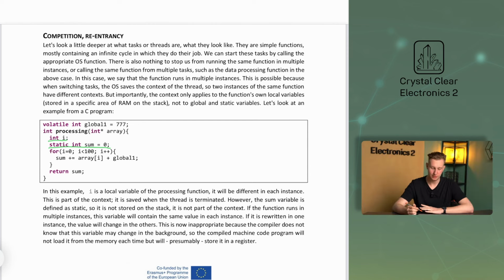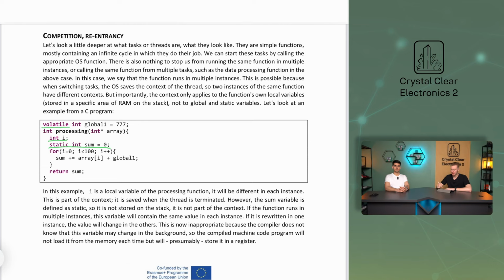This becomes problematic because the compiler doesn't know that this variable may be modified in the background. As a result, the generated machine code might not reload it from memory each time, but instead keep it in a register. The situation is different for the global1 variable. You can see that the processing function doesn't modify its value, it just uses what's inside. Importantly, it is declared as a volatile int. This tells the compiler that the variable's value may change in the background at any time, so it must be reloaded from memory every time it is accessed, even if, in theory, that shouldn't be necessary.